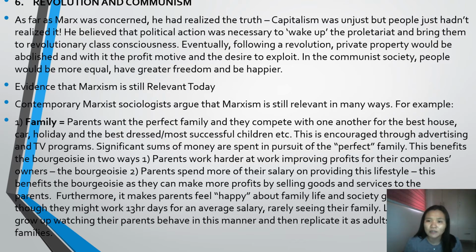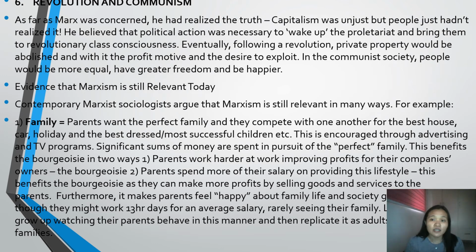Oo naman, lahat naman tayo or lahat ng pamilya gusto perfect na family. Pero diyan nagkakaroon ng conflict. Okay? Kasi kapag nakita ng isang pamilya na ganito yung isang pamilya, gagayahin or mas aangatan pa.